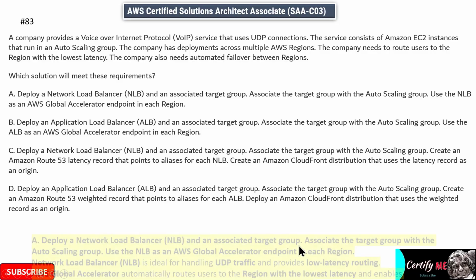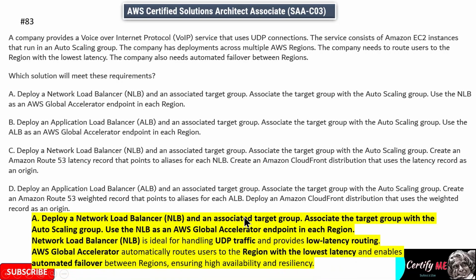The correct answer is option A. Deploy a network load balancer and an associated target group. Associate the target group with the autoscaling group. Use the NLB as an AWS Global Accelerator endpoint in each region. Network load balancer is ideal for handling UDP traffic and provides low latency routing. AWS Global Accelerator automatically routes users to the region with the lowest latency and enables automated failover between regions, ensuring high availability and resiliency. Next question.